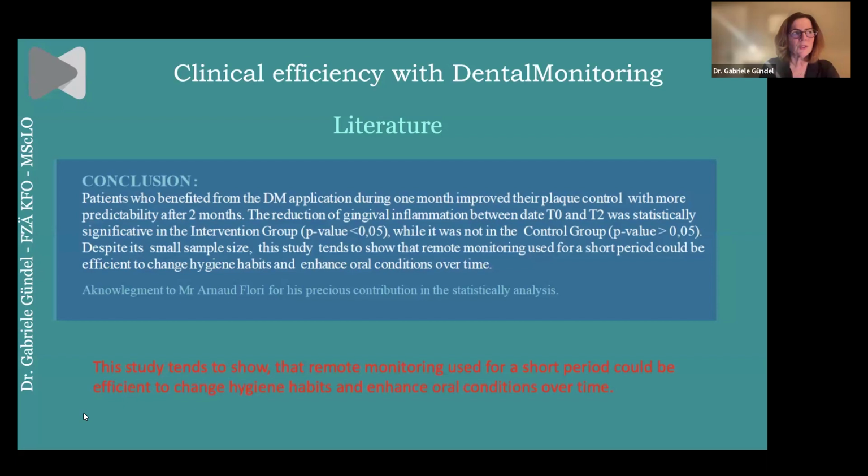The study tends to show that remote monitoring, like we do with dental monitoring, used even for a short period of time, would be very efficient to change hygiene habits and enhance oral conditions over time. This is an article we have to give to our parents because they are really interested in things like that. If I say, well, we can control the hygiene during the fixed appliance of your child weekly, they say, yes, please do it. So they can give the responsibility back to us, and we to the patient.